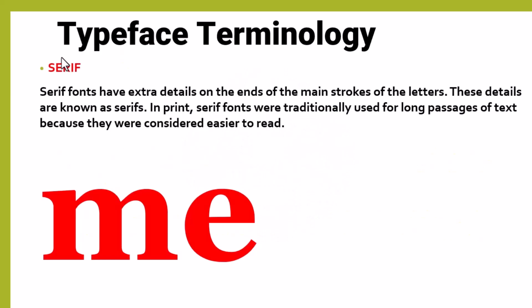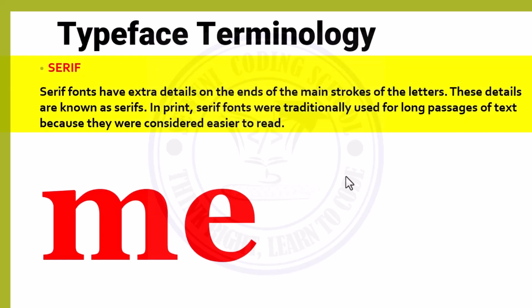Some of the terminologies that are associated with text or typefaces. One is serif. When we say serif, which typeface is known as the serif type? The serif typeface is the kind of text that adds extra details at the end of the main strokes of the letter. So if you check this particular M that I have, you can see something like a horn and some extra detail that it adds.